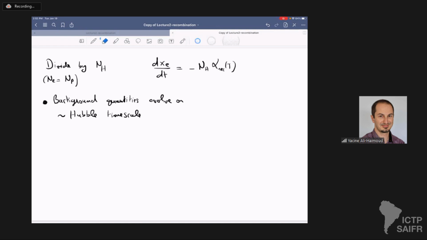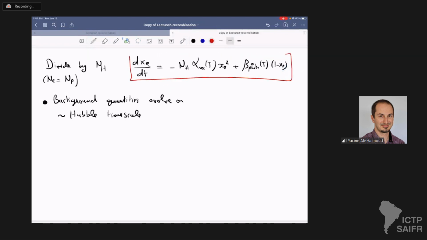And I need an xe squared plus beta photoionization, which depends on temperature, times 1 minus xe. So this is, let me move this here. So this is a very generic equation to govern the rate of change of the free electron fraction. I haven't yet told you anything about what goes into calculating this alpha and this beta. So let's start by asking how these two coefficients are related.